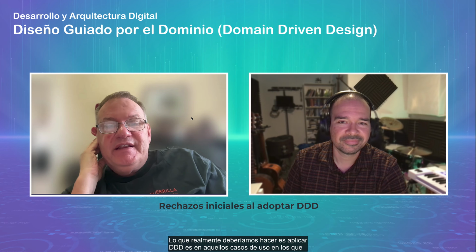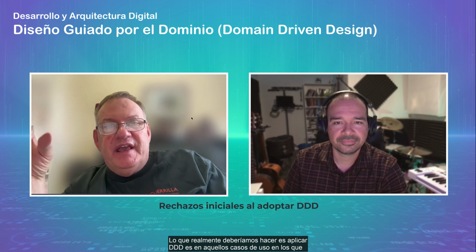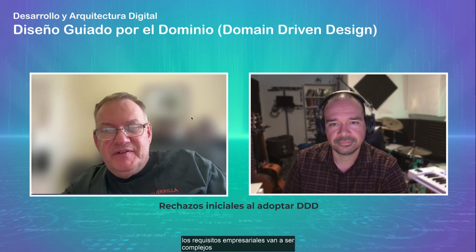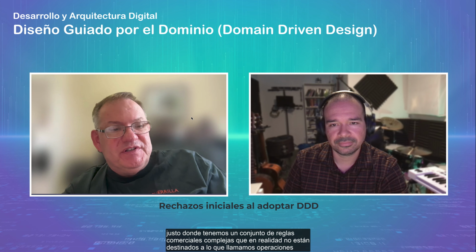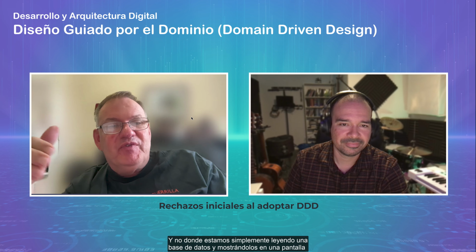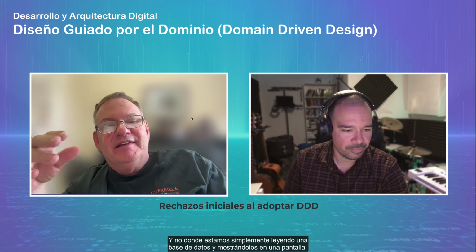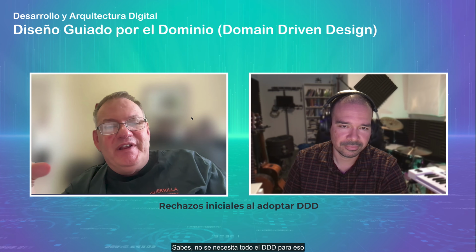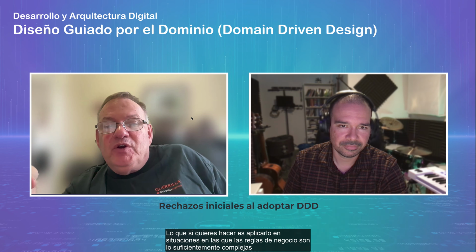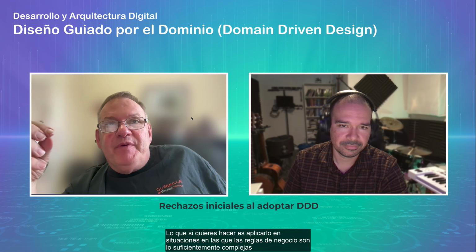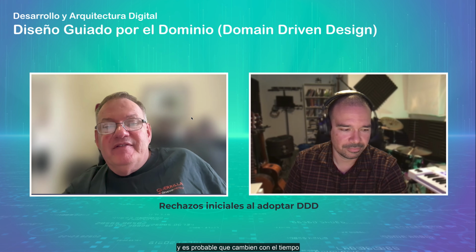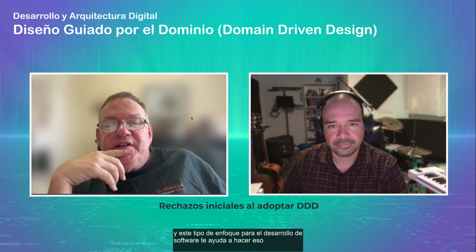Where you really want to apply DDD are those use cases where the business requirements are going to be complex, where you have a set of complex business rules. It's not really intended for what we call CRUD operations, where you're just reading data from a database and writing it back and maybe showing a grid. You don't need full DDD for that. But what you want to do is apply it in the situations where the business rules are sufficiently complex and they're likely to change over time. And this kind of approach to software development helps you to do that.